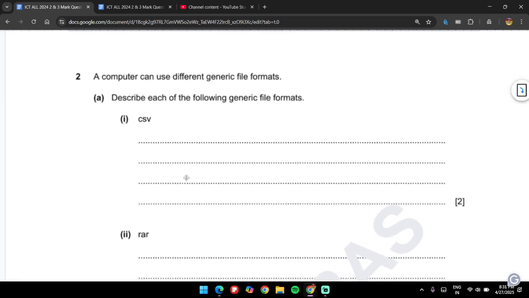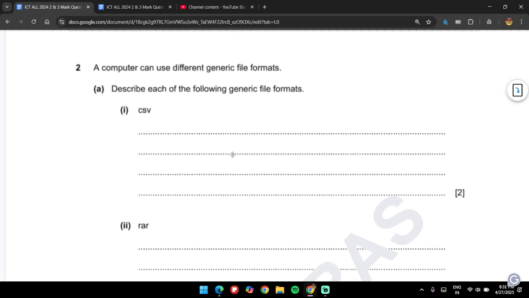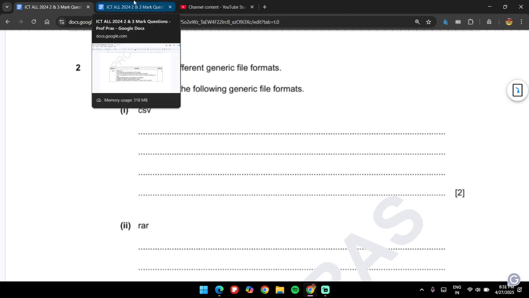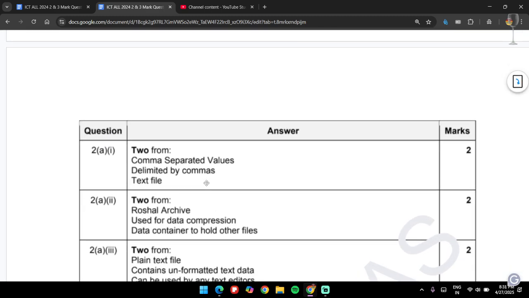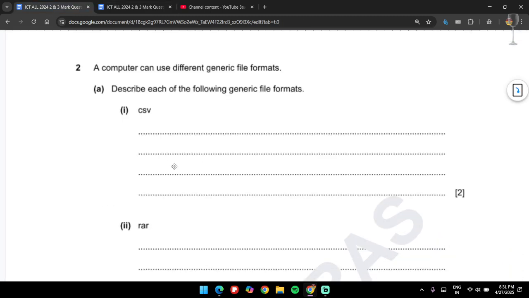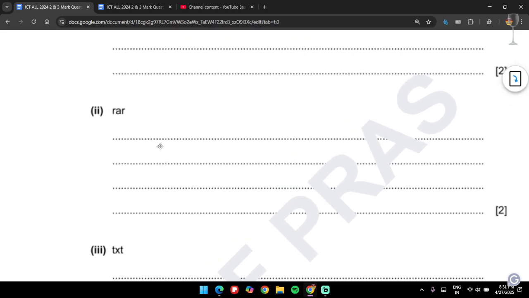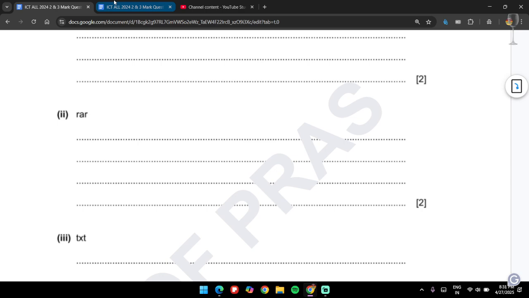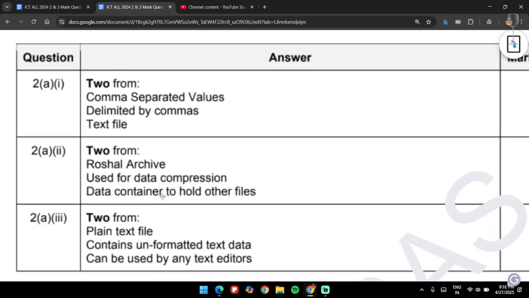So CSV, it's so perfect that they haven't named it over here. That gives me the opportunity to name it and get one free mark. CSV stands for comma separated values, which stores data separated by commas, delimited by comma, and it's a text file. Then RAR stands for Roshal Archive, which is used to store compressed files, used for data compression and as a data container to hold other files.